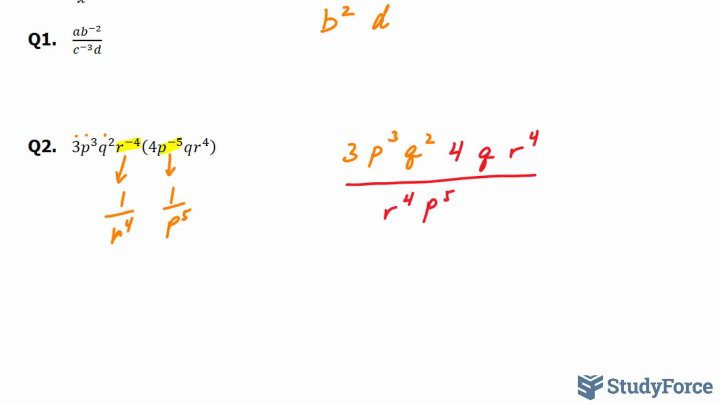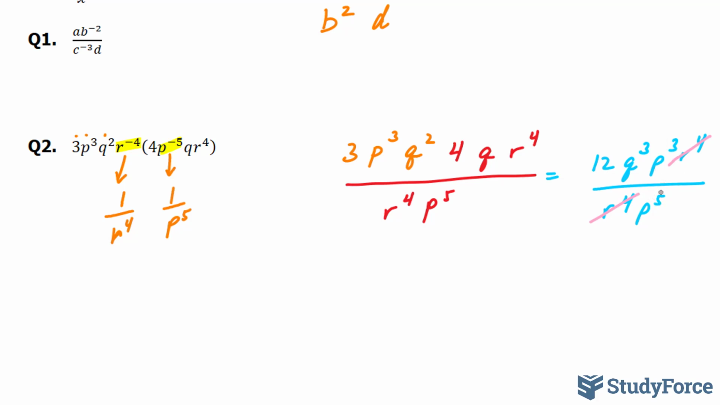Now let's combine components in the numerator together. 3 times 4 is 12. The two q's here can be multiplied to the q. That gives us q to the power of 3, p to the power of 3, and r to the power of 4. All over r to the power of 4 at the bottom and p to the power of 5 at the bottom. The 4's will cancel out, and we have p to the power of 3 over p to the power of 5. Remember the laws of exponents.